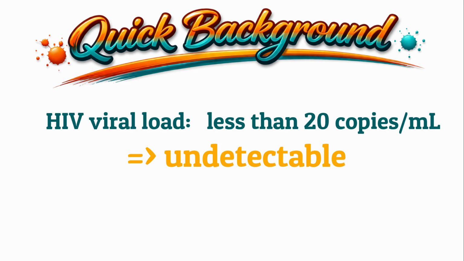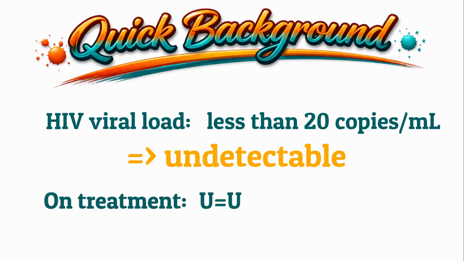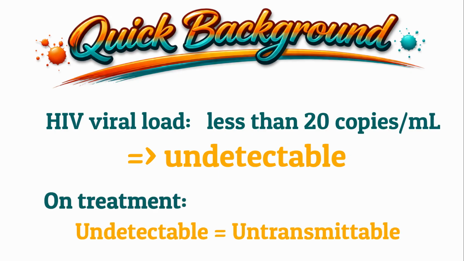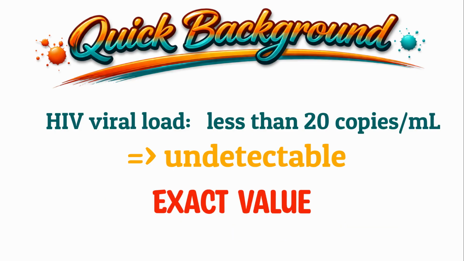People who maintain an undetectable viral load on treatment do not transmit HIV through sexual contact. This is known as U equals U, meaning undetectable equals untransmittable. The problem is that undetectable is a categorical label, not a numerical value. We do not know the exact viral load for a person with an undetectable result, so if we want to treat it as a numeric variable, how should we represent it in the data?